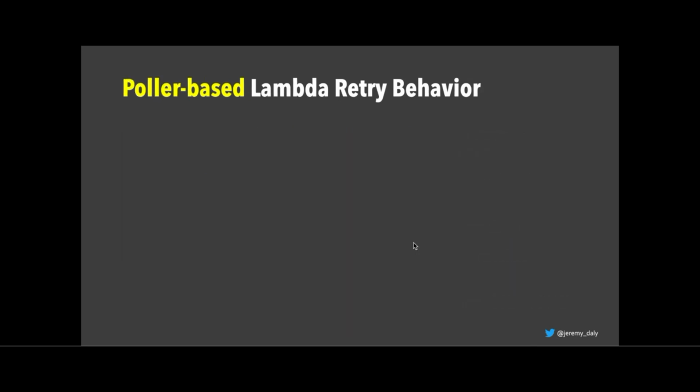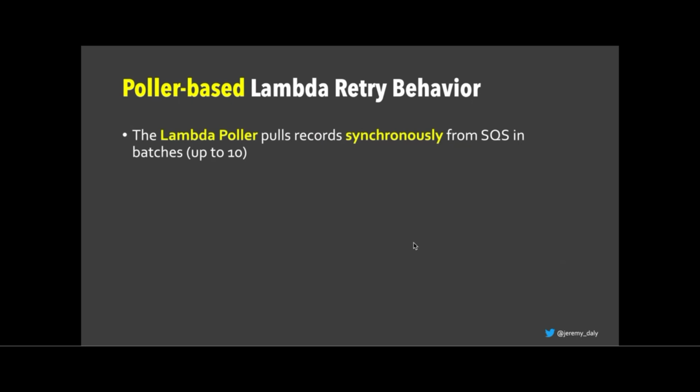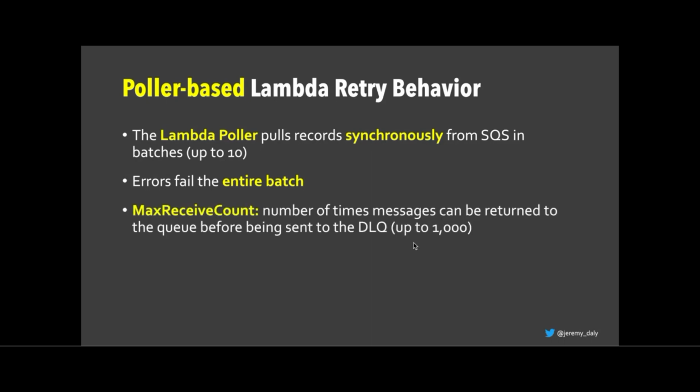So poller-based Lambdas, those are actually a really, really great thing. This was added somewhere in the middle of 2018. Essentially, there's a Lambda poller service that will pull records synchronously from SQS in batches of up to 10. There is no bisecting here, so anytime a batch fails, it will fail the entire batch, but it is only 10 records, so it's not that bad. The max receive count is this setting on the actual SQS queue itself that will determine the redrive policy. I'll talk about that in a minute, but essentially this is the number of times that message can be returned to the queue before it triggers the DLQ, and that can be up to 1,000.